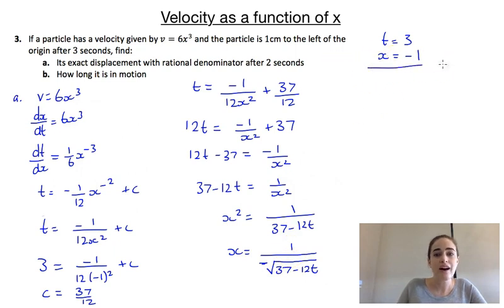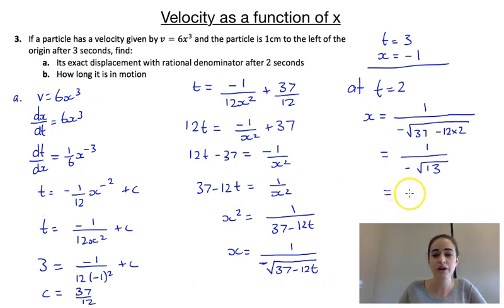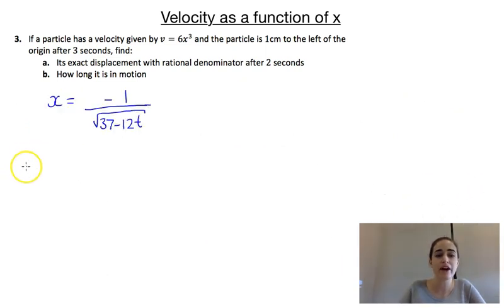The last part of that asks us to find its exact displacement after 2 seconds. So at t equals 2, we're going to substitute that in. So we'd have x equals 1 over minus the square root of 37 minus 12 times 2, which is going to give us 1 over minus the square root of 13. And then if we rationalize the denominator of that, we're going to end up with minus root 13 over 13, and that's in centimeters.